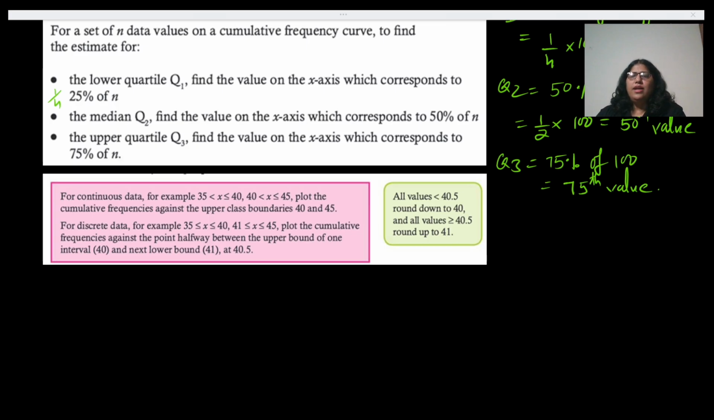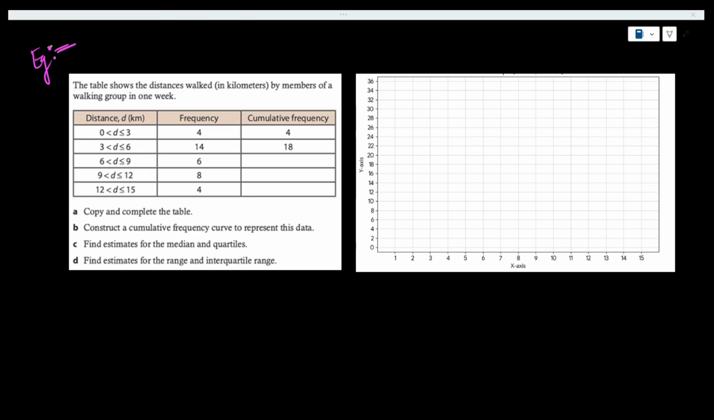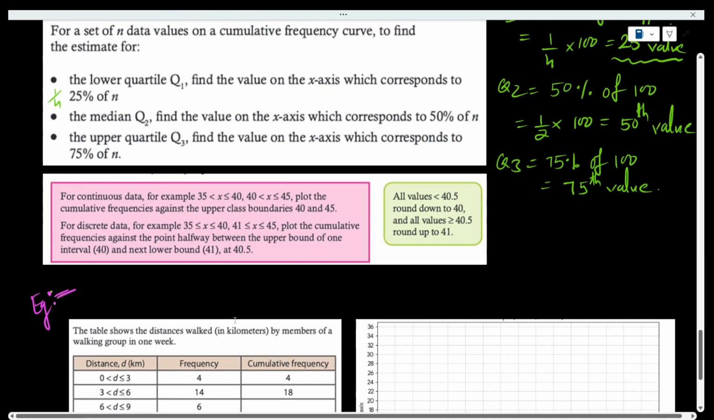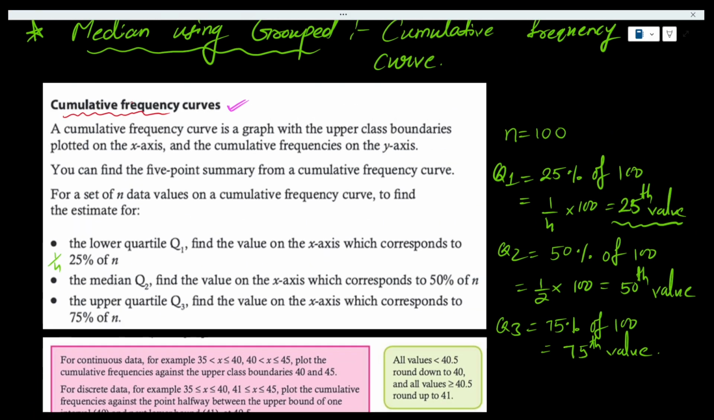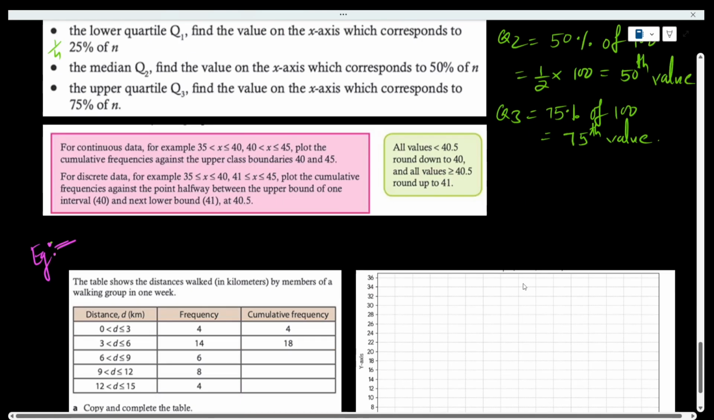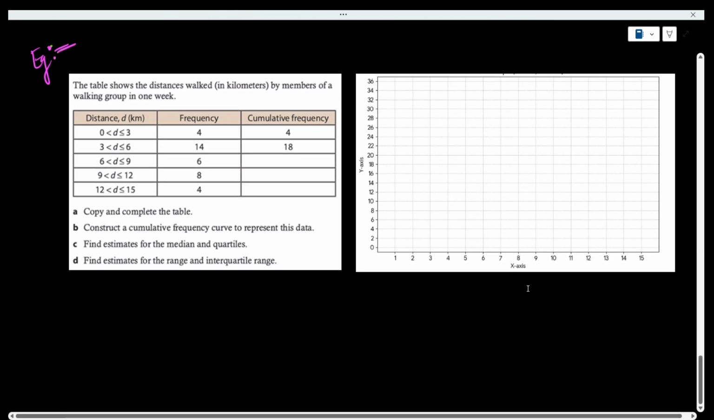Then you will use it. So let us take one example and we'll solve this. Now you can see here, this is the question where you need to find out the cumulative frequency, because whenever we are calculating median, we have written here cumulative frequency curve. So the curve will be made using cumulative frequency. So let us see here, how do we find out cumulative frequency first?